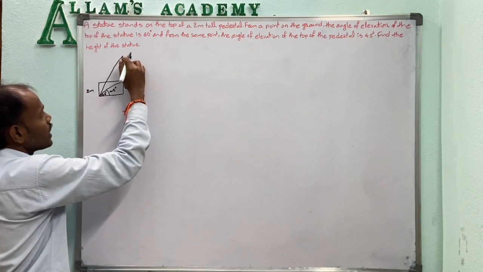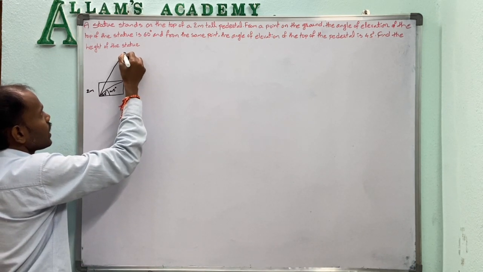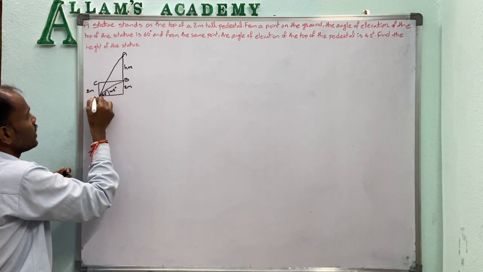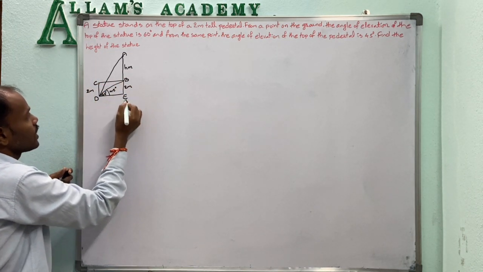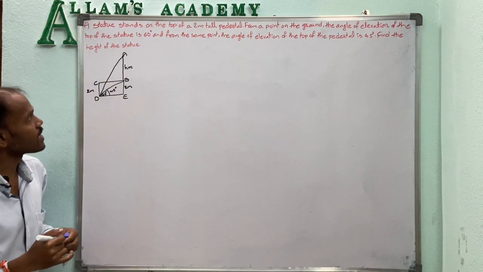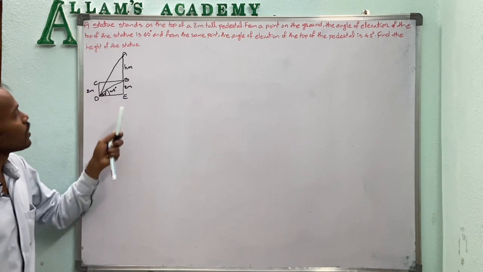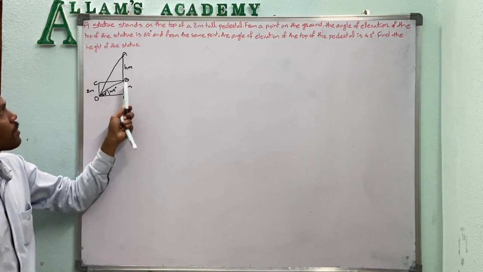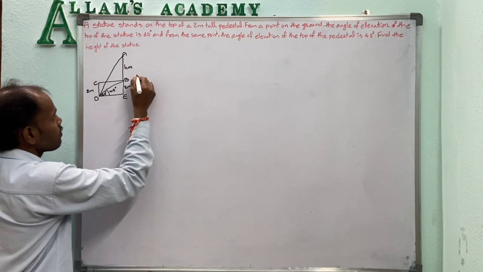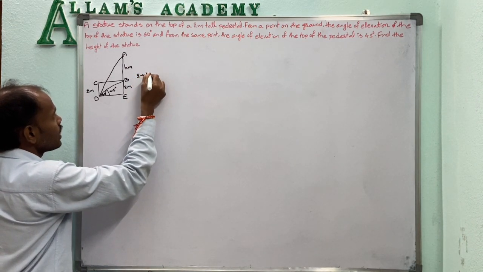So, here to here, A, B, C, D, E. Now, we want to find AB length, that is the height of the statue. So, here BE length is 2 meters, that means AE length in total is nothing but 2 plus h meters.